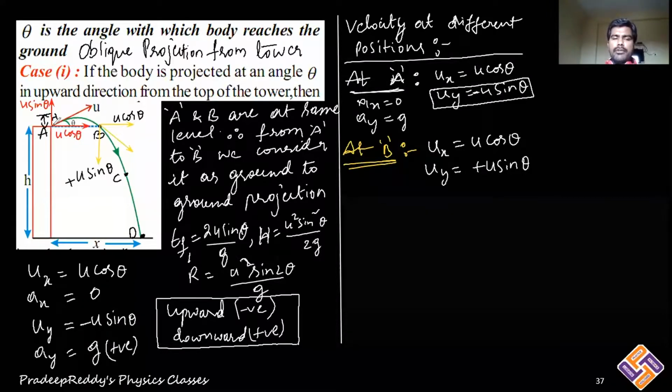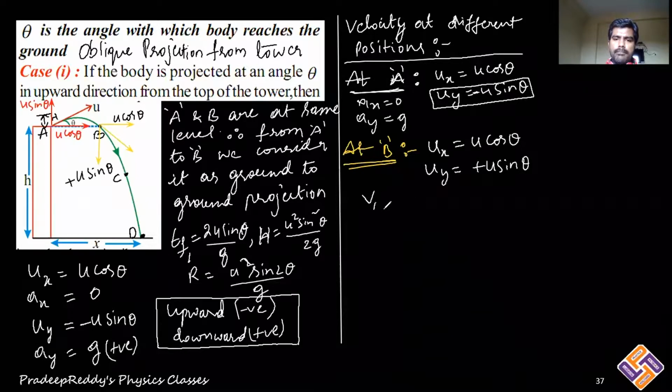So magnitude of velocity at point A and point B will be equal. Magnitude of velocity at A, magnitude of velocity at B are equal. You should understand that. That is at point B. Now let us take at point C. Right? Now when you are considering point C, this is the vector which you need to resolve.